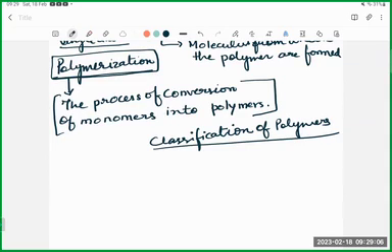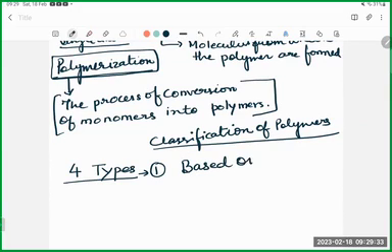So it depends on all these factors, and then the classification is made for the polymers. Under these, we can cover all the types of polymers. Understood? So let's do the classification. Basically, we have four major types. The first is based on source, like natural polymer and synthetic polymer.